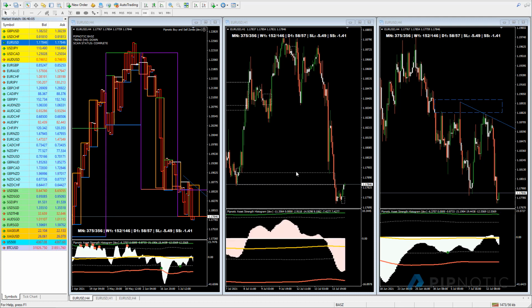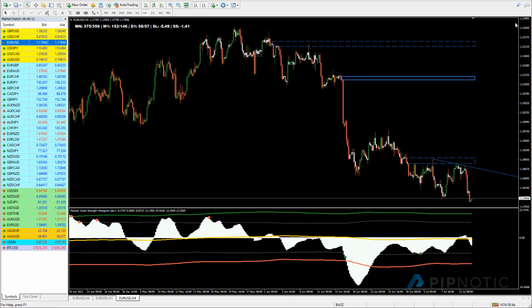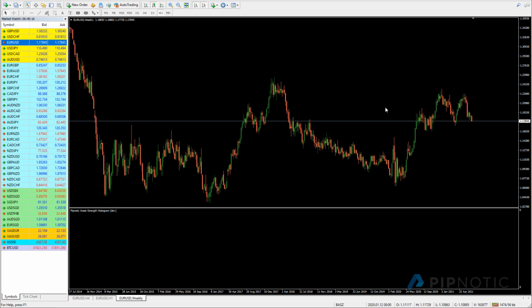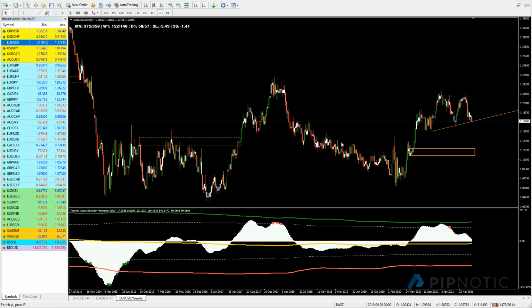Okay, so now we are on the Euro American dollar chart. Let's have a look. What's going on here? Let's have a look on the weekly, see where the flows are. So we have the euro being pushed lower by the American dollar. We could also see this on the American dollar Swiss franc pair that was moving higher. We spoke about this a long time ago. And you can see here that we started to see warning signs.